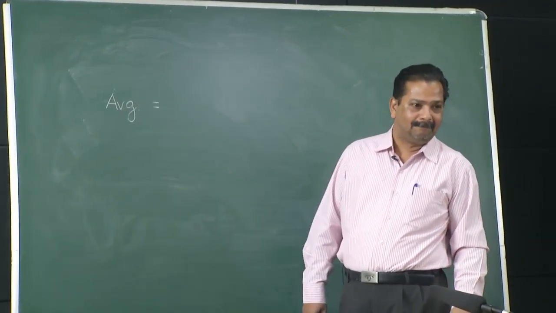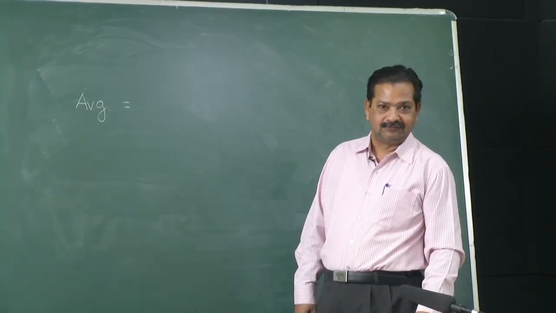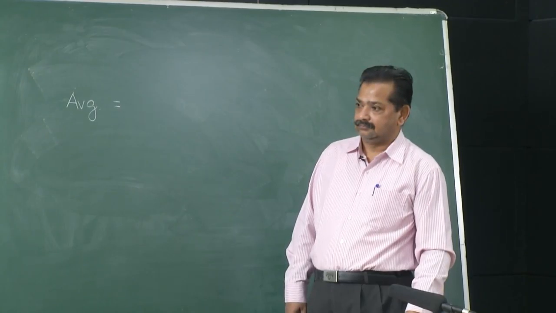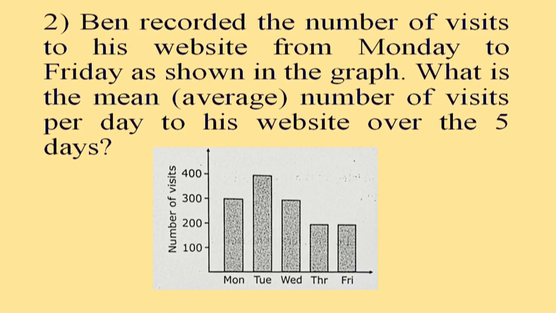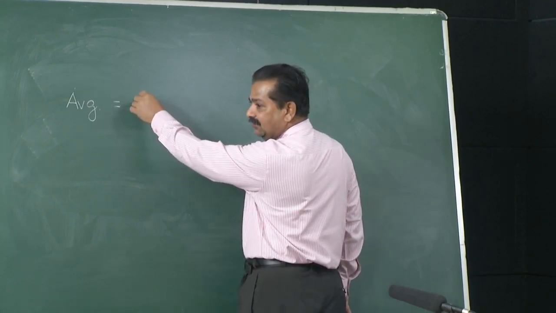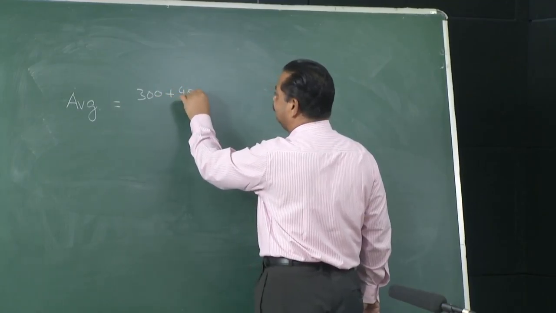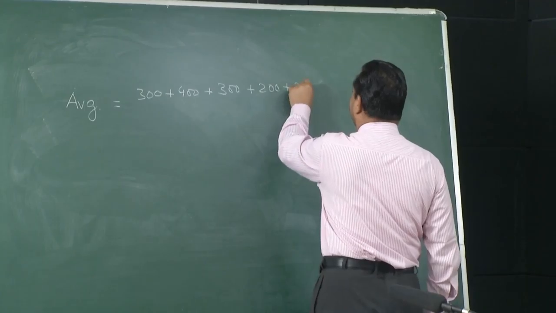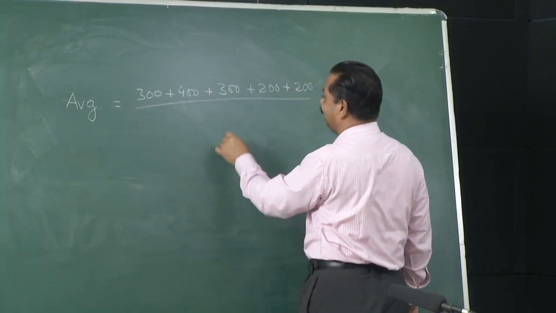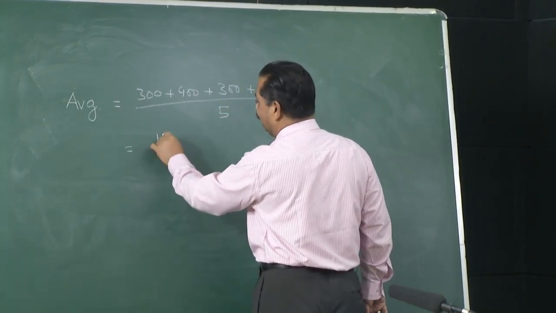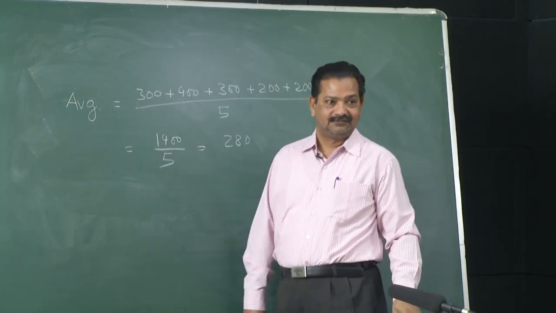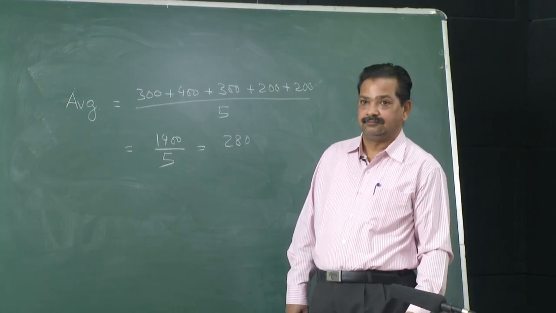Okay. We are supposed to find out the average. What are the figures? Tell me the figures. Monday? 300. 400. Plus 400. Plus 300. Plus 300. Then 200. Okay. Plus 200. Plus 200. Divided by? 5. Okay. So this comes to? 1400. This comes to? 280.